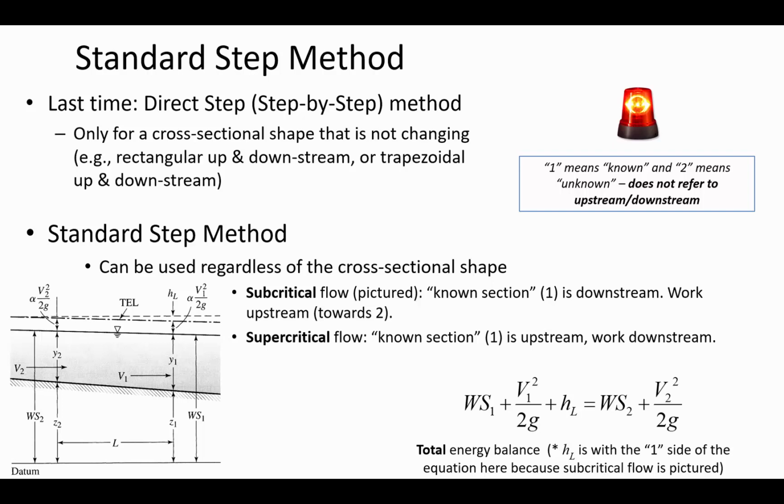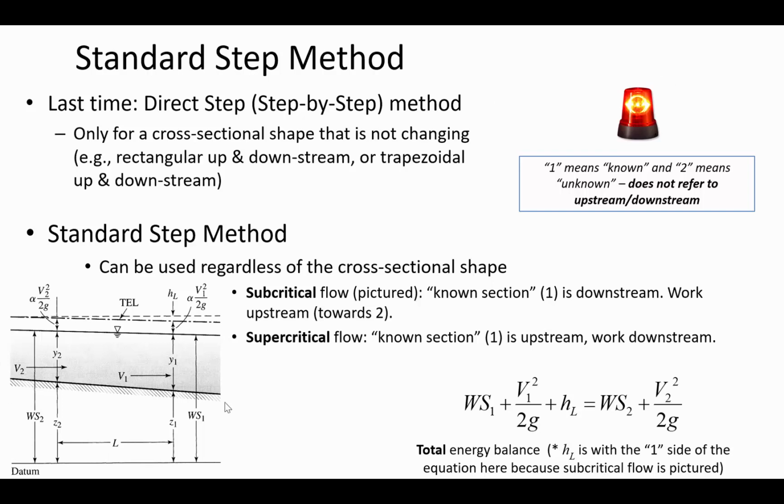So instead, our new convention for the standard step method is we're going to use the number 1 at the location where we know the depth. And then location 2 is where we're going to be trying to calculate the depth. And so we have this red alert here just to draw your attention to the fact that there's a slight change in what we mean by 1 and 2.